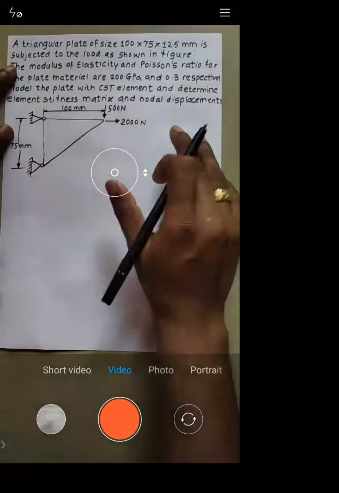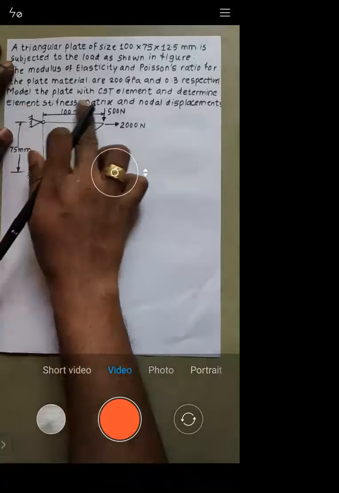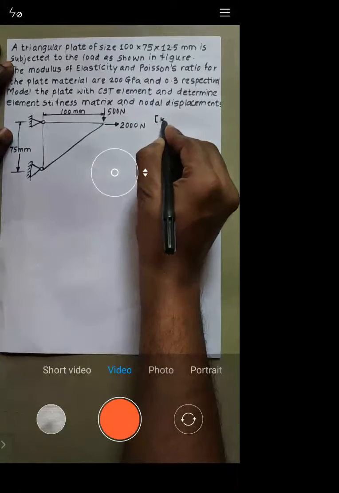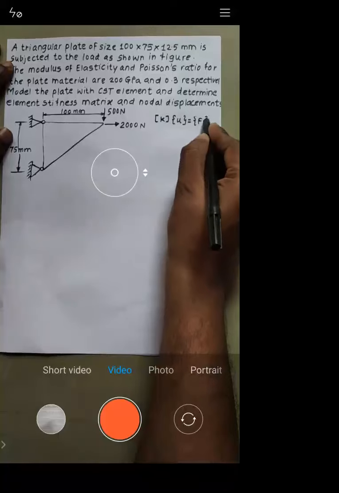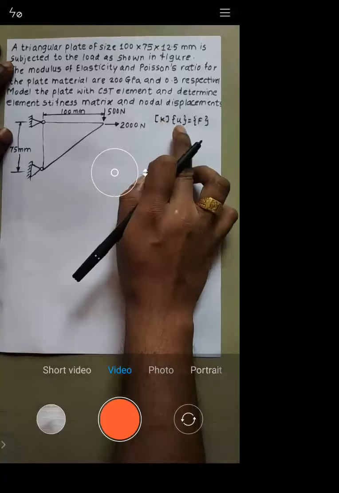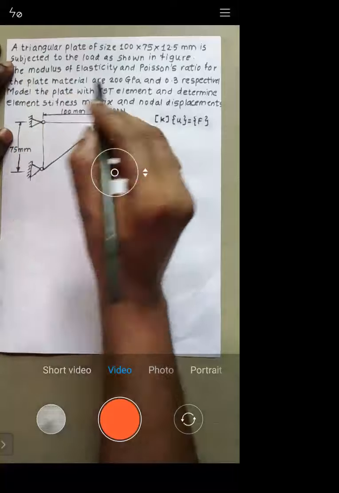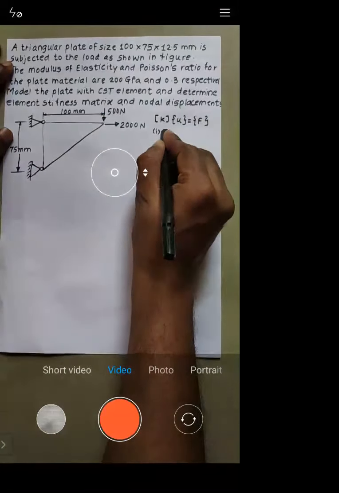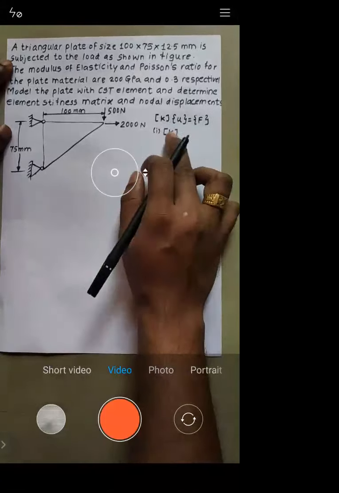Let me brief you on the outline to solve this problem. They're asking to determine the element stiffness matrix. All of you know, element stiffness matrix into displacement is given by force. This is the basic equation. So the initial thing is we need to determine the element stiffness matrix. That means in this equation, our first target is to determine the element stiffness matrix, right?